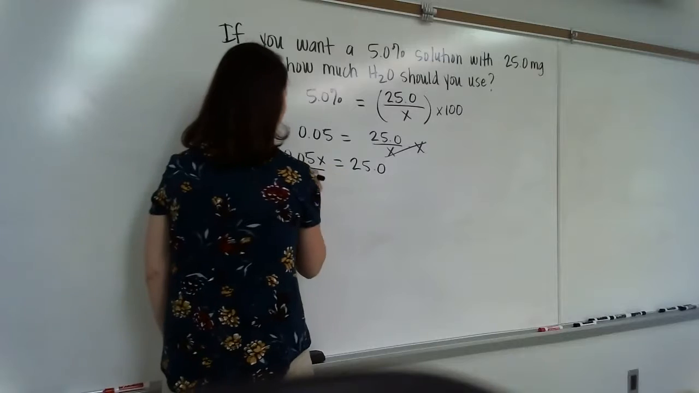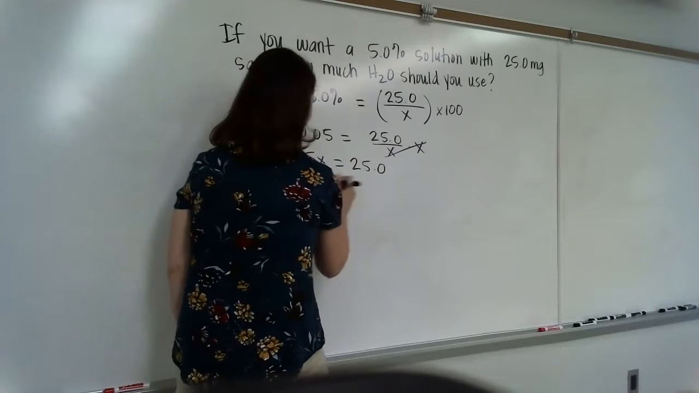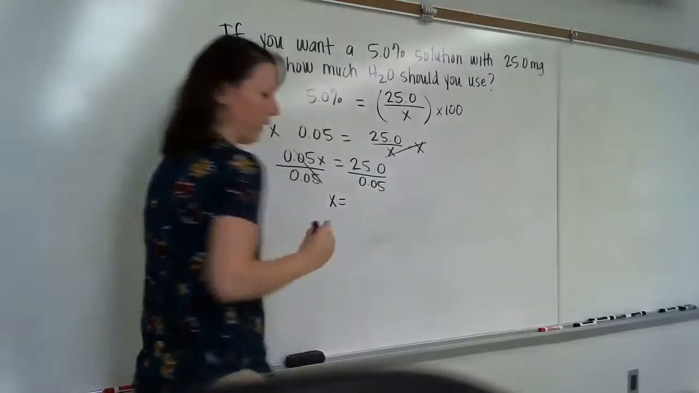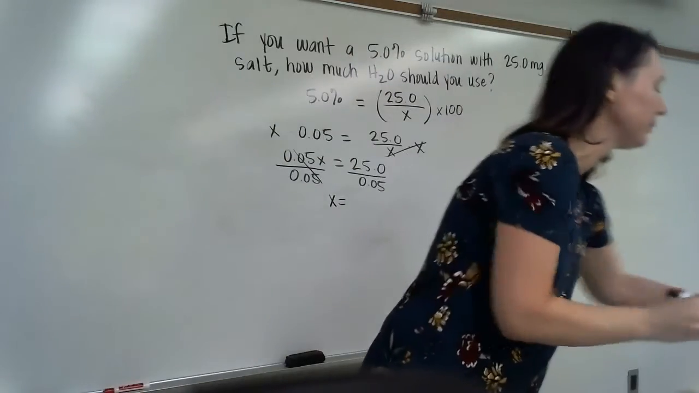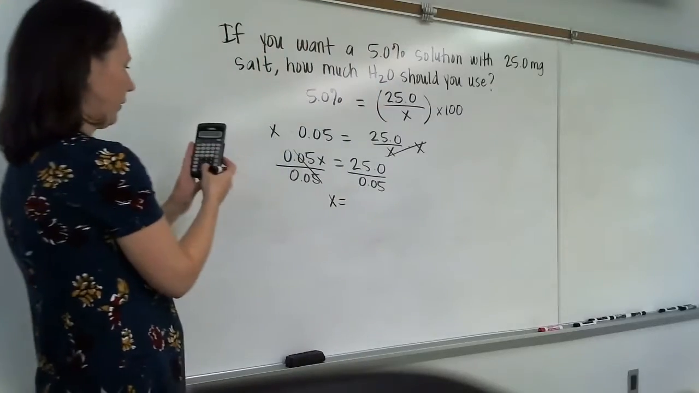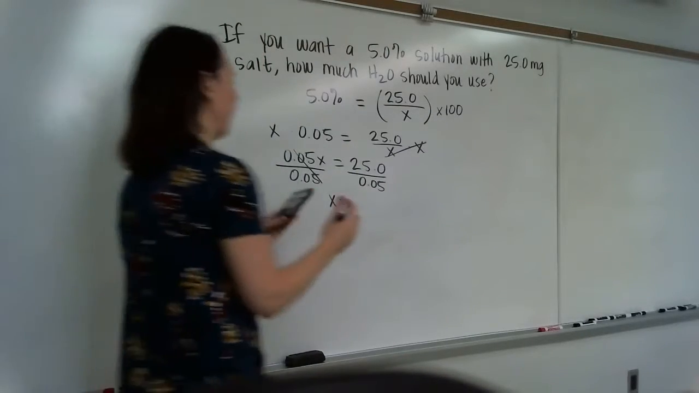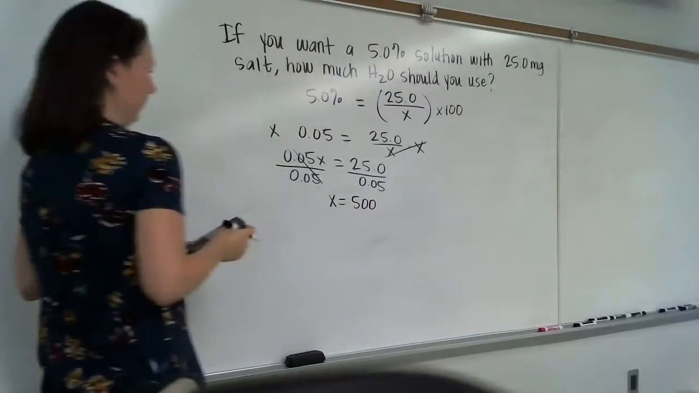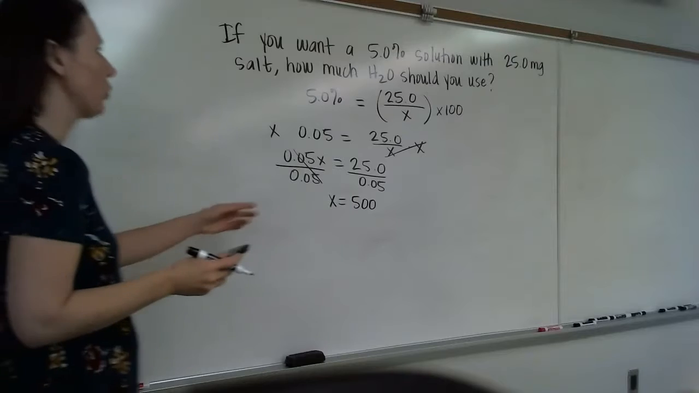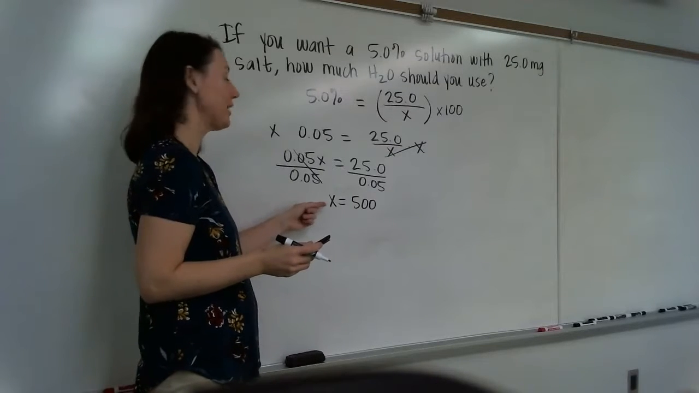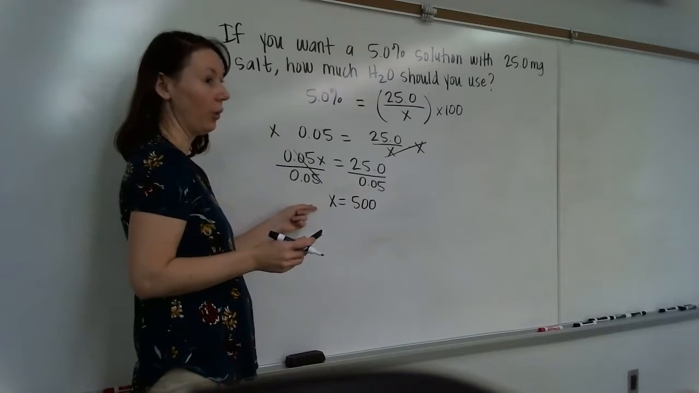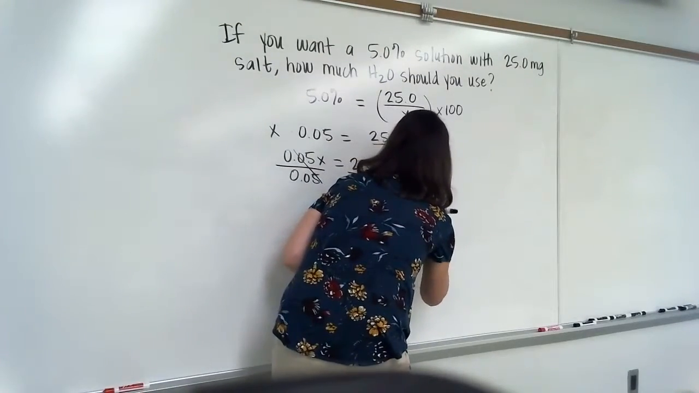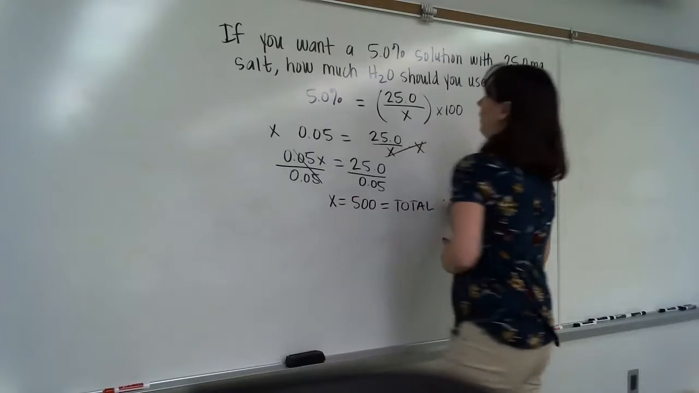Now get it by itself. So x is equal to 25 divided by 0.05. 25 divided by 0.05 gives me 500. Now, be careful, because is that how much water I should use? No, that's the total. That's the total amount, right? This equals the total mass.